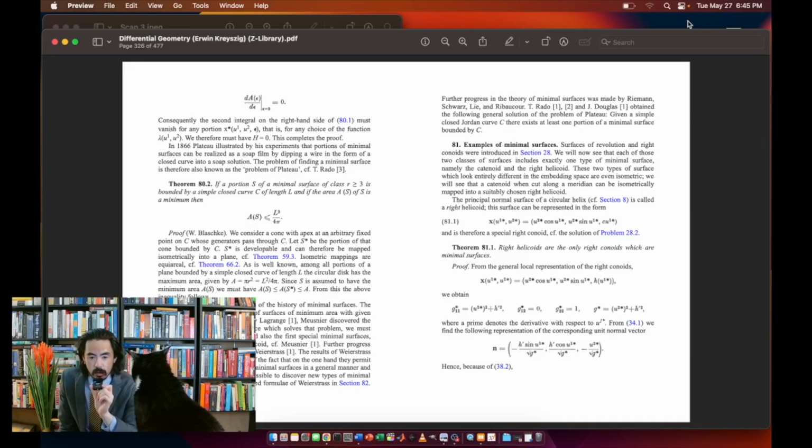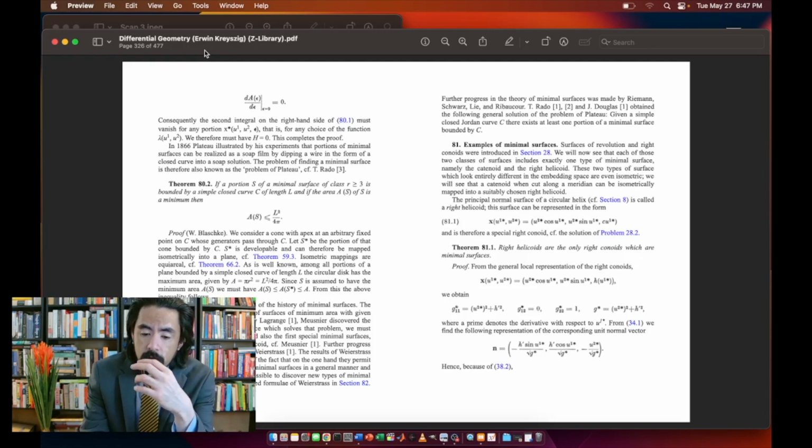But the principal normal surface of a circular helix is called a right helicoid, and this surface can be represented in the form vector x in terms of u1 star and u2 star is equal to, in the first entry of 3 total entries, u2 star times cosine of u1 star, and then in the second entry, u2 star times sine of u1 star, and then in the third and final entry, c times u1 star.